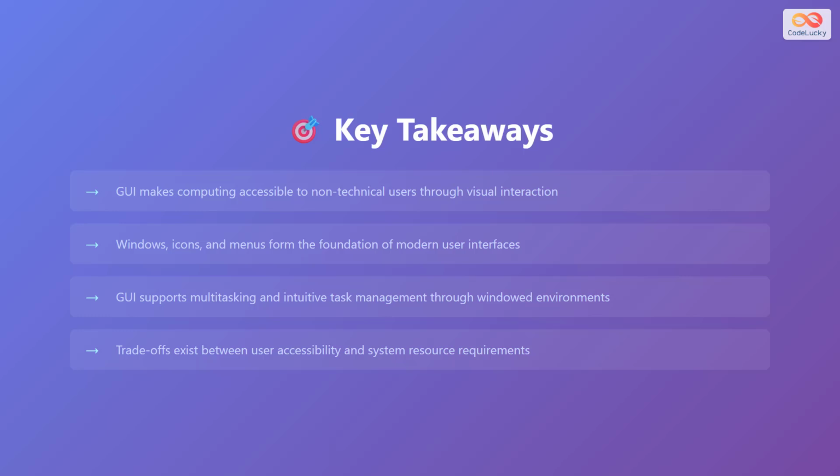Remember these key points about GUIs. They make computing accessible to regular people through visual interaction. Windows, icons, and menus are the foundation of modern user interfaces. GUIs support multitasking and help you manage tasks intuitively. However, there are trade-offs between user accessibility and the amount of computer resources they consume. Understanding GUIs helps you appreciate the technology you use every day.